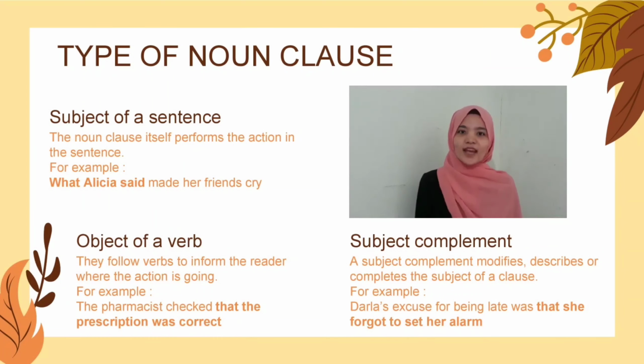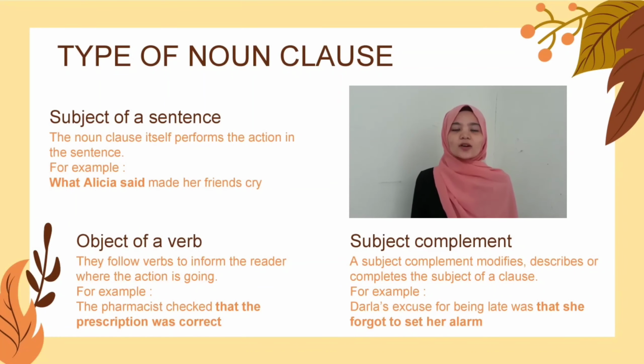Secondly, object of a verb. They follow the verb to inform the reader where the action is going. For example, the pharmacist checked that the prescription was correct. That the prescription was correct is the object of a verb.